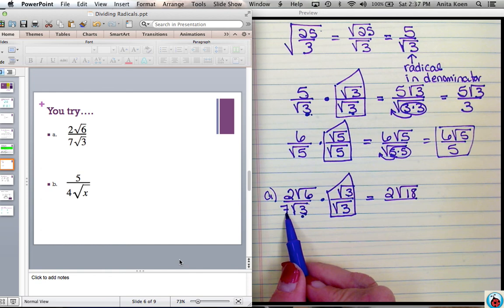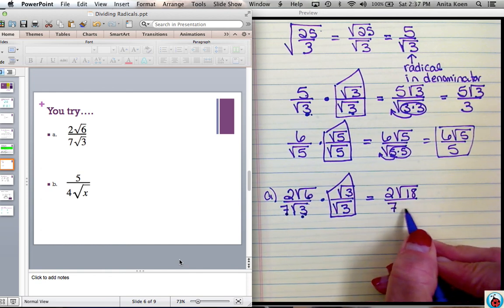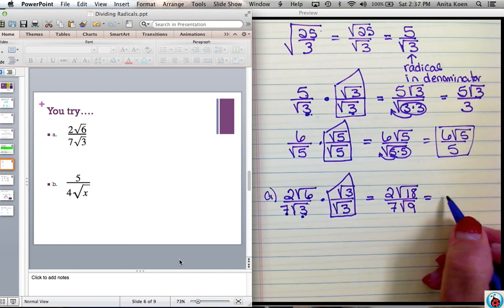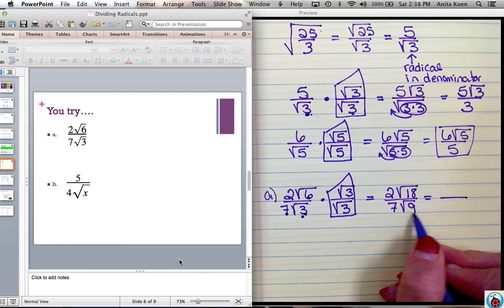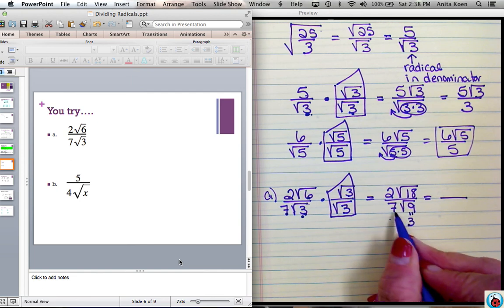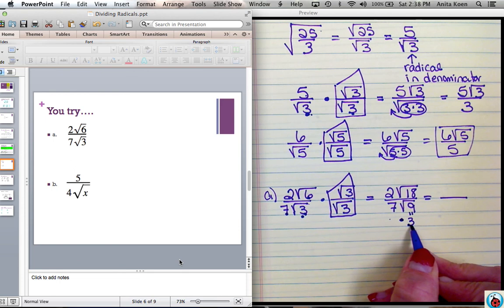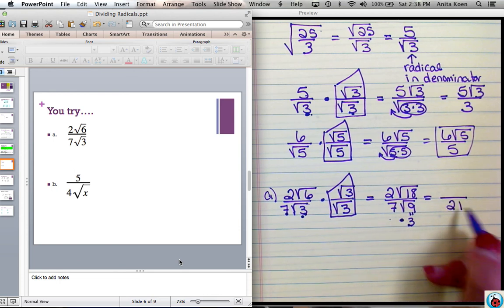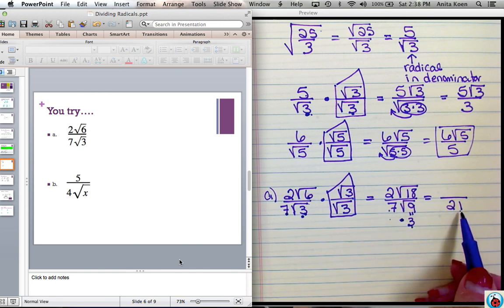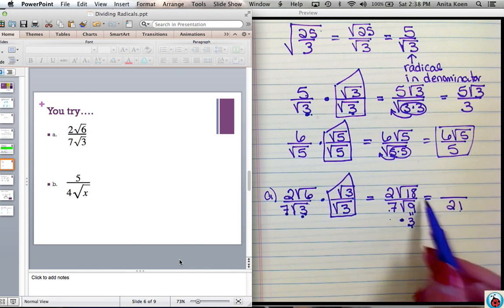And in the bottom, I have 7 times the square root of 9, and now we're going to simplify. I'm going to do the bottom first. The square root of 9 is the same thing as 3. 7 times 3 is 21. So I took the square root of 9, which is 3, and then I multiplied the 7 times the 3 to get the 21. Now 18.